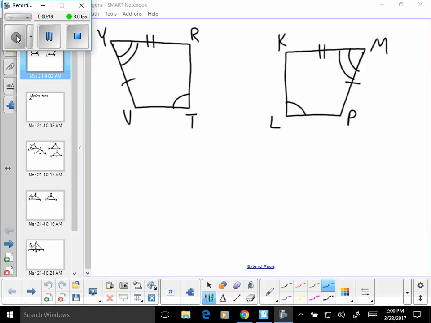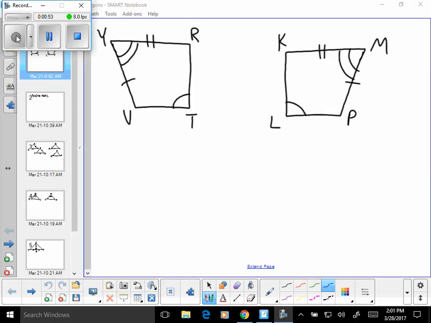If you recall from when we've had congruent polygons in the past, it means that you have matching angles and sides that are called corresponding parts. Notice that when naming congruent polygons, you should always list the corresponding vertices in the same order. In our first diagram here, we have two quadrilaterals, YRTV and KMPL.